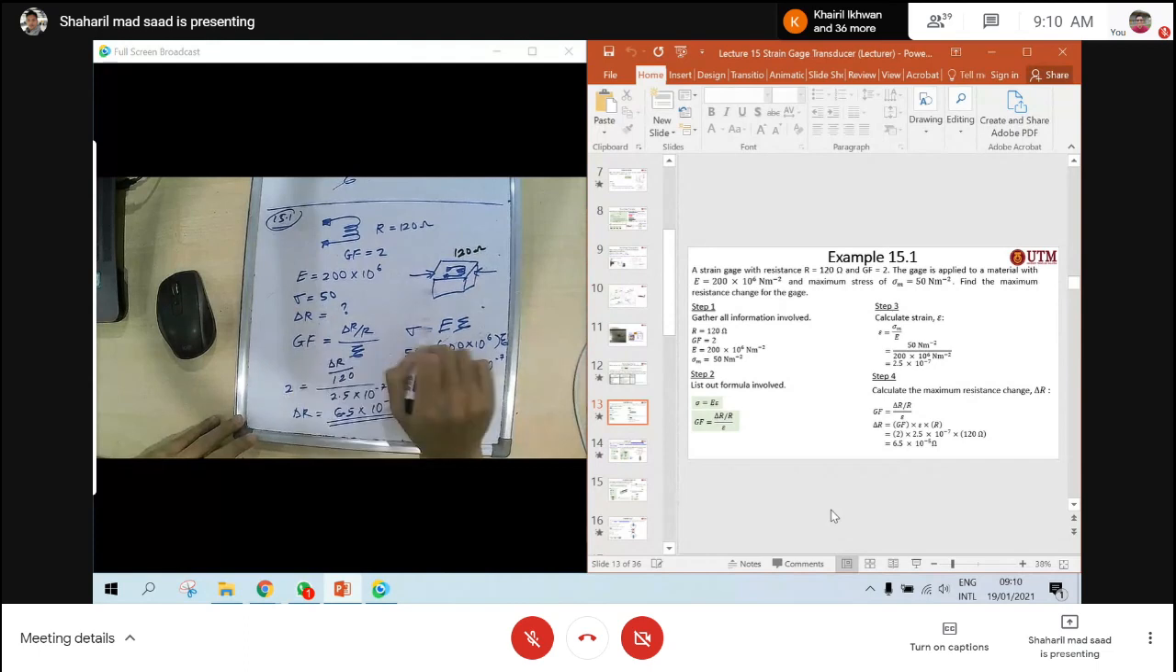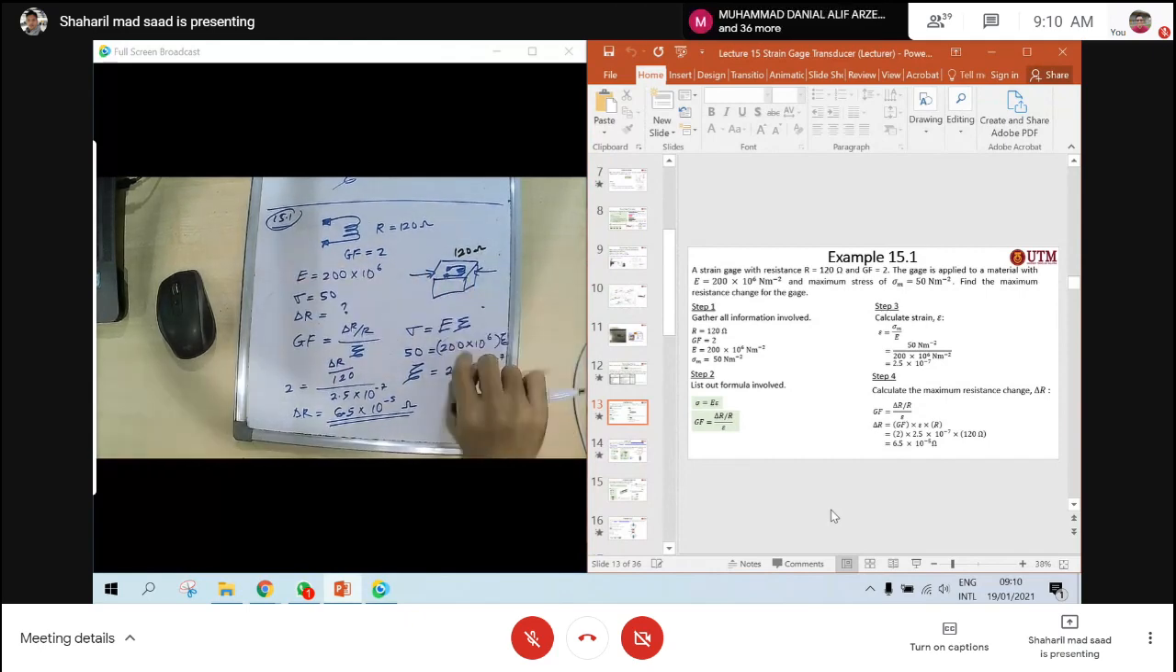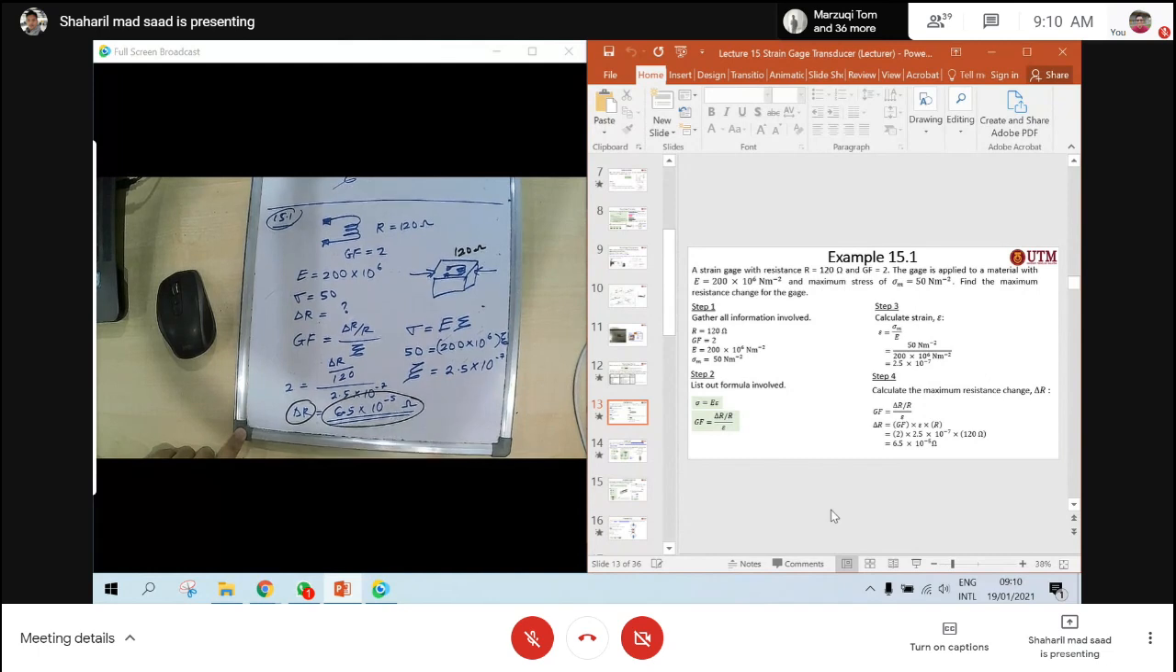Then you apply the stress. Whether you apply it as a compression or you stretch it, it depends, but the resistance change will give you the same value. So delta R is equal to 6.5 times 10 power of minus 5. What this means is that the initial value R goes plus or minus delta R here.